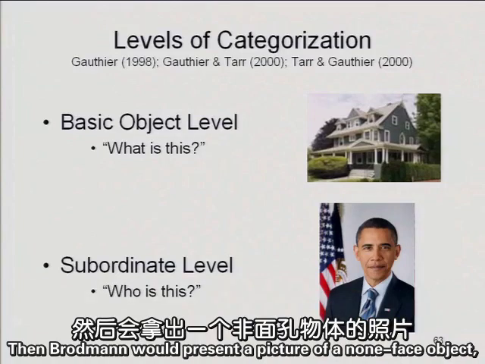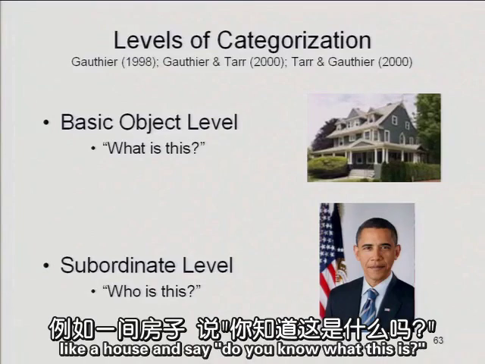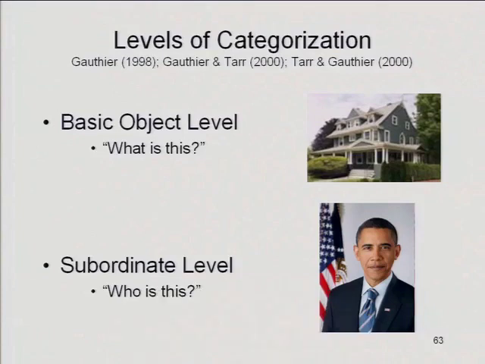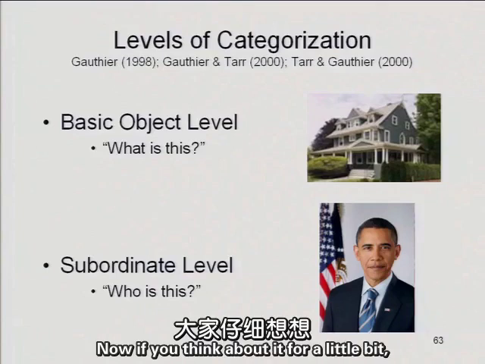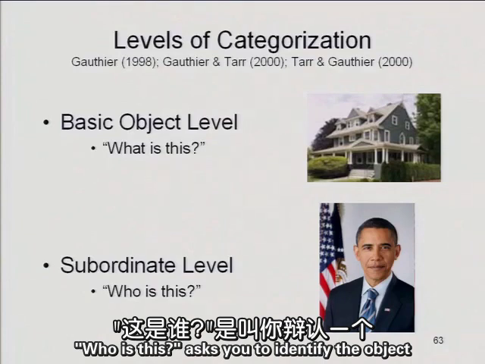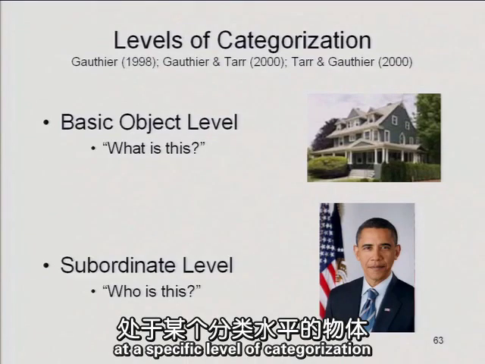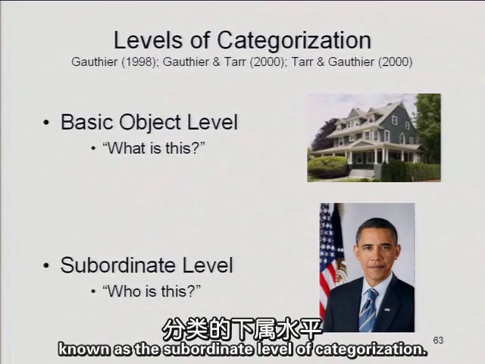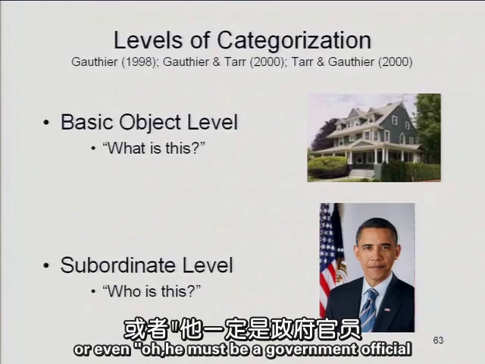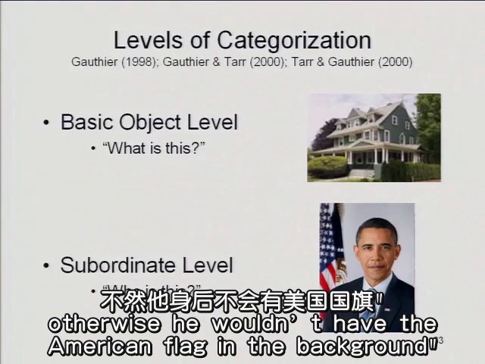Then Bottomer would present a picture of a non-face object like a house and say, do you know what this is? And the person would say, it's a house. Now, if you think about it for a little bit, those are two very, very different questions, okay? Who is this asks you to identify the object at a specific level of categorization known as the subordinate level of categorization. It's not enough to say, oh, it's a black guy, or even, oh, he must be a government official, otherwise he wouldn't have the American flag in the background or anything like that.